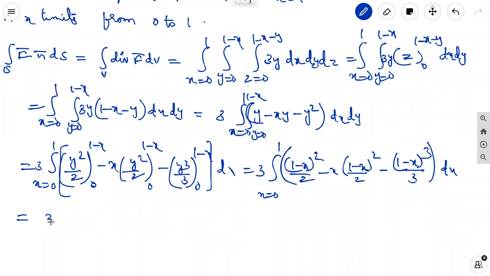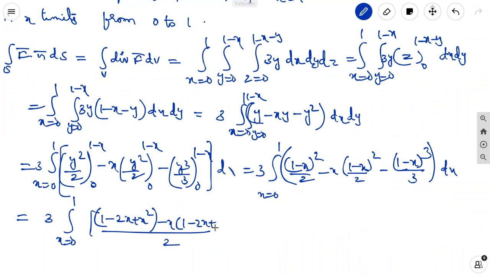It is equal to 3 integral x equal to 0 to 1 of 1 minus 2x plus x square, taking LCM of these two terms, 2 is the LCM, minus x into 1 minus 2x plus x square, using the a minus b whole square formula, minus 1 by 3 into a minus b whole cube, which is a cube minus b cube plus 3ab square minus 3a square b, whole dx.